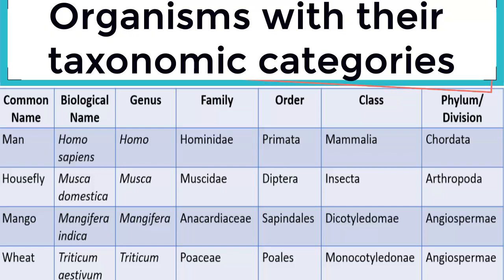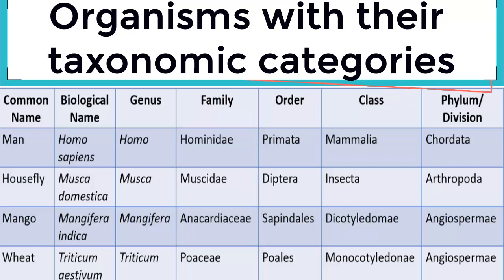Next one is housefly. Common name is housefly and biological name is Musca domestica, and the genus is Musca, and family is Muscidae, and order is Diptera, class is Insecta, and phylum is Arthropoda.